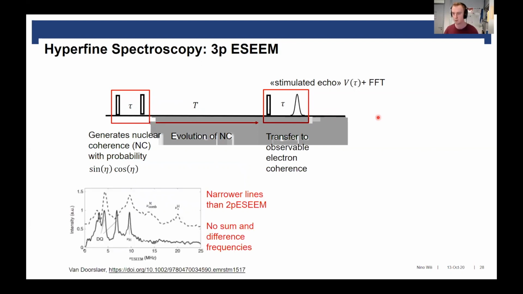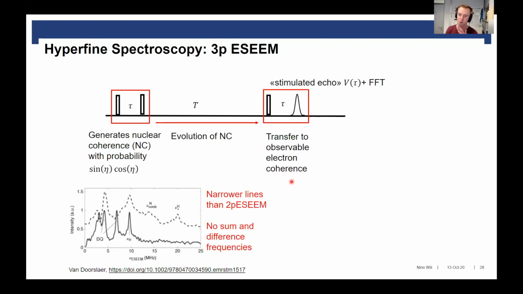And here, the thing is that you have much narrower lines than in 2-pulse ESEEM, and you don't have the sum and difference frequencies. I'm not going to show you the modulation formula because it's even more horrible than for the 2-pulse case, if you write it down fully. So on top here would be the 2-pulse ESEEM, and at the bottom here we have 3-pulse ESEEM, where, in this case, you have protons and you have a nitrogen. So you see the nitrogen frequencies including the quadrupole, and you also have double quantum frequencies here. But I won't go through the math.